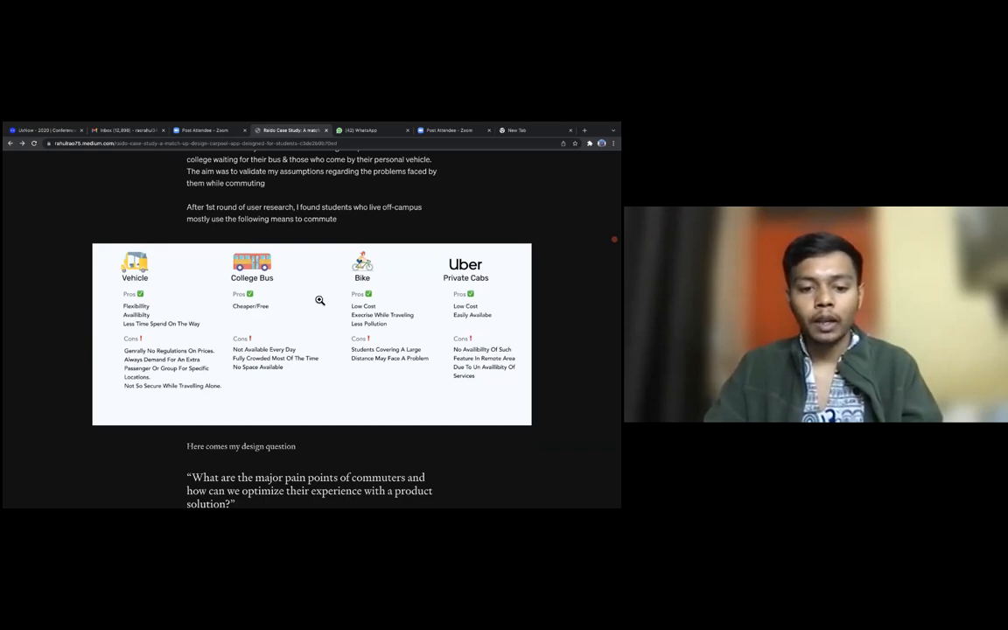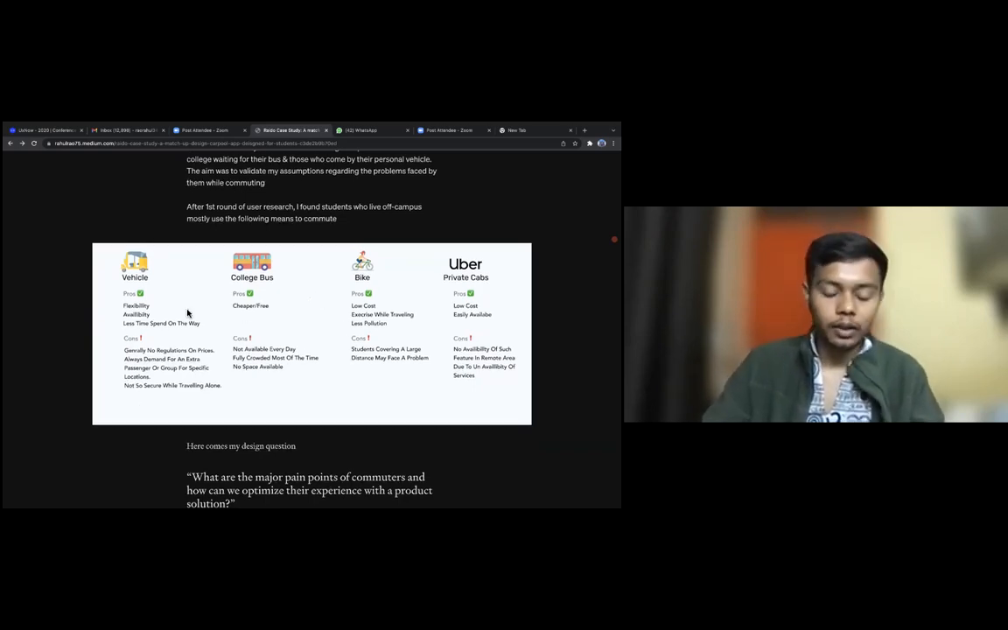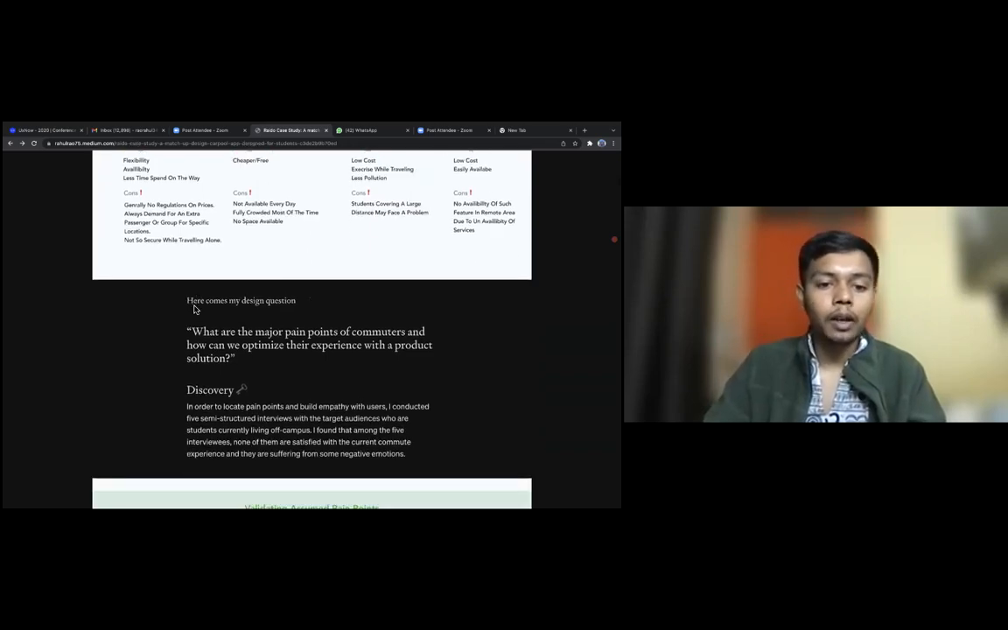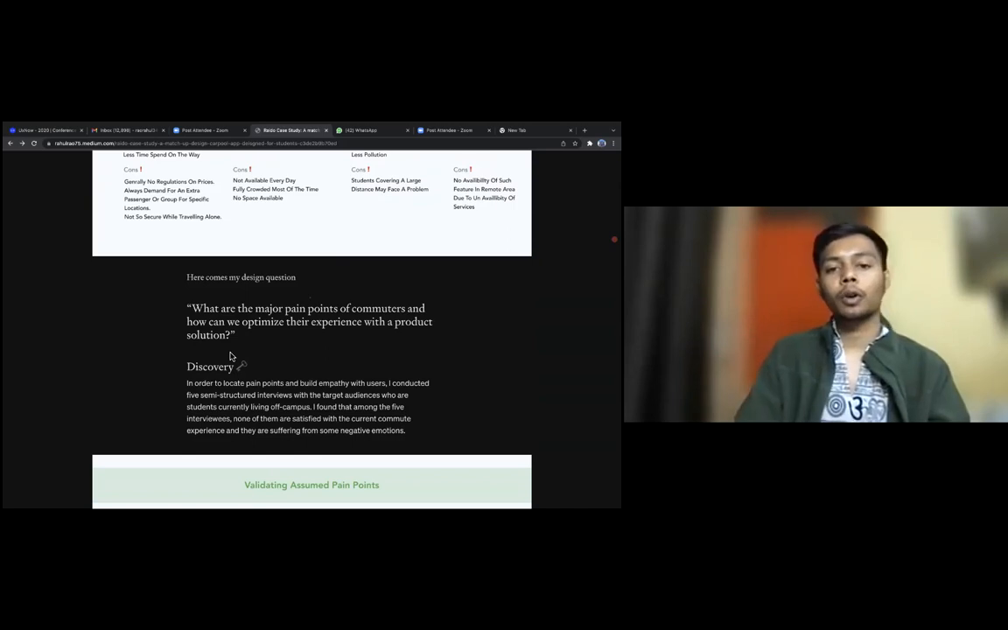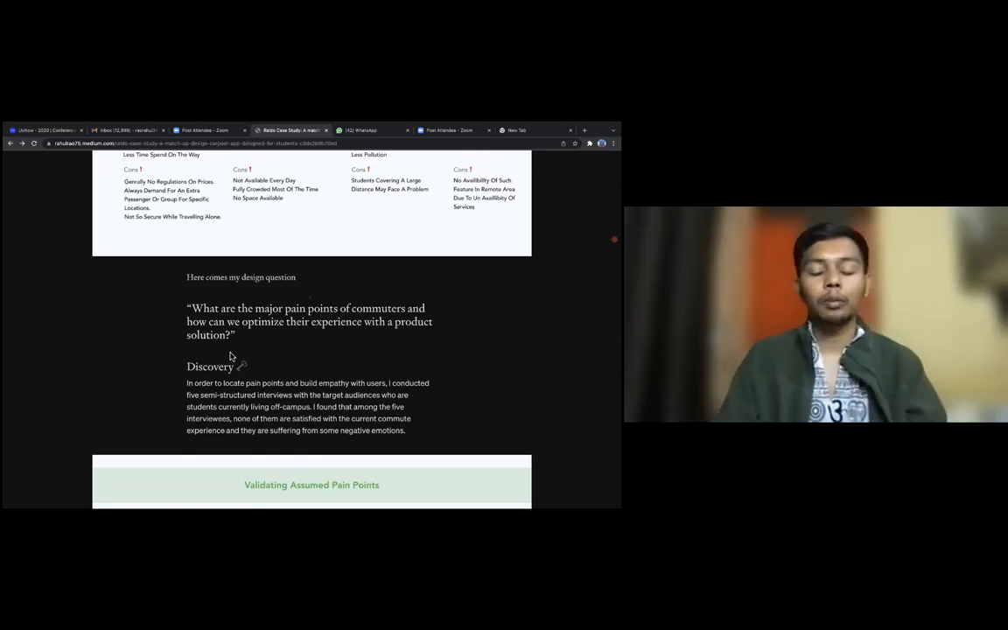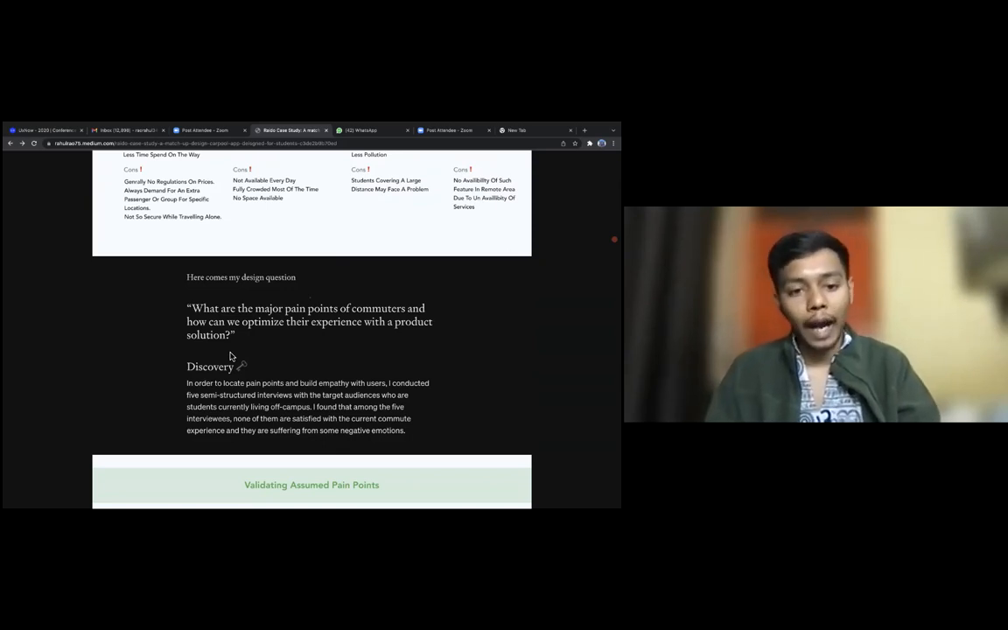Then the next question I have put out here is the design question: how would I solve this problem only for the students? How would I make a carpool app, or something that would be feasible for the user, and how can I solve that problem with my design? So I have already mentioned the major pain points of the commuters and how we can optimize their experience with the product solution.